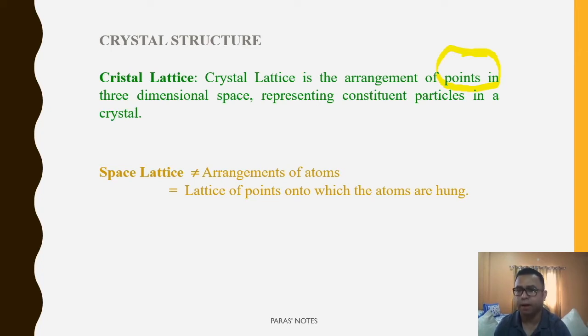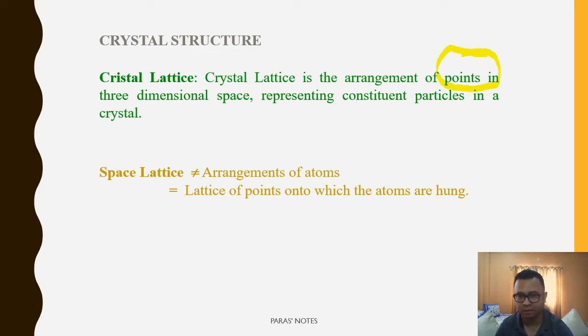These very particles which are there, when they are arranged in this three-dimensional space, that very arrangement is what we call as the crystal. That is why, as you can see in the definition, crystal lattice is the arrangement of points in three-dimensional space representing constituent particles in a crystal. So that means it is all about arrangement of atoms, arrangement of molecules, or arrangement of ions. So how are they arranged?